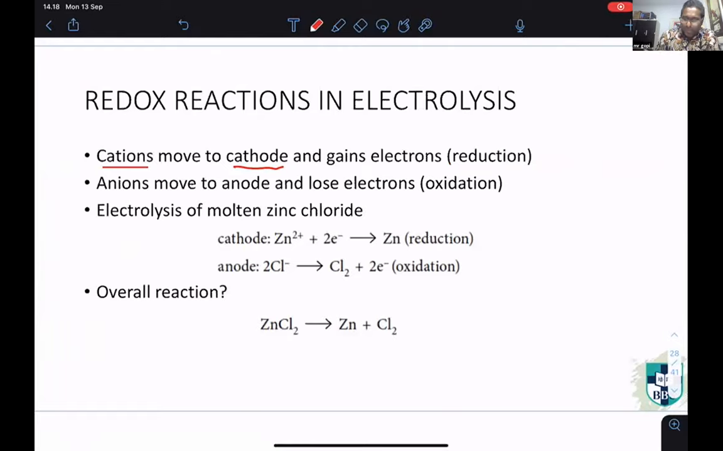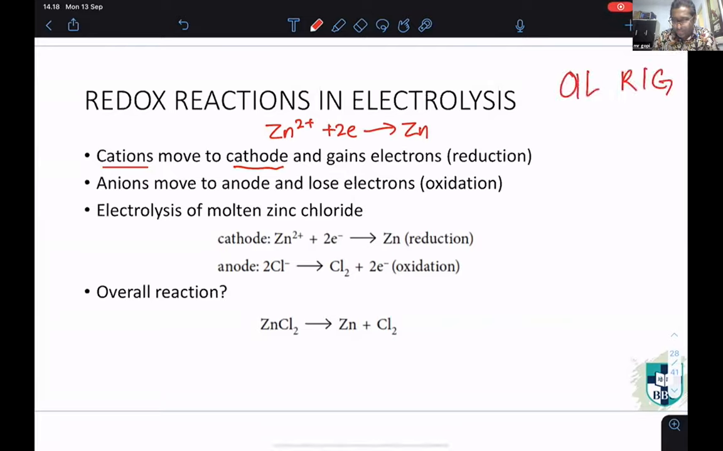For example, if I'm talking about zinc chloride, the positive ion is Zn2+. What will happen to Zn2+? Generally, it will accept electrons and give you zinc. When you accept electrons, do remember OIL RIG. Oxidation is loss of electrons. Reduction is gain of electrons. So in this case, this is gaining electrons, therefore it is reduced. That's why it's reduction.